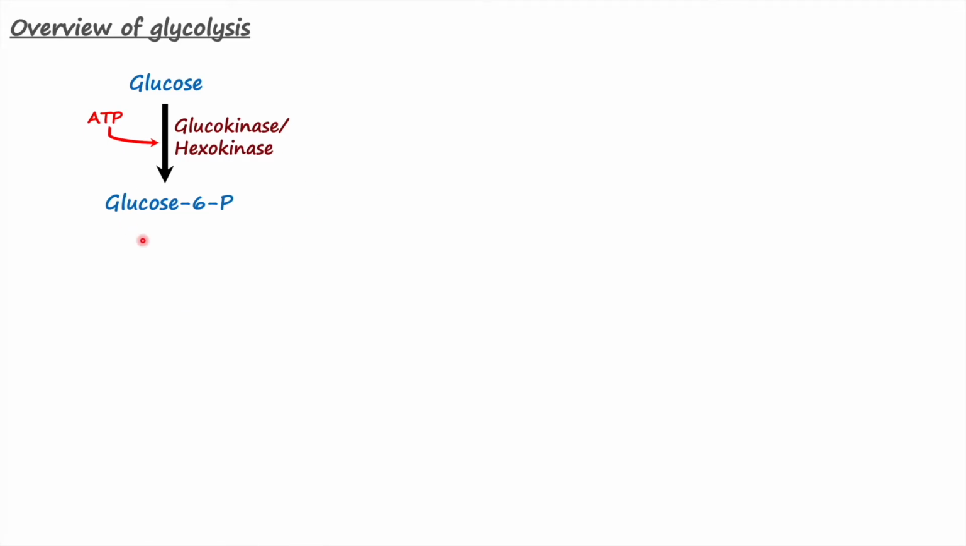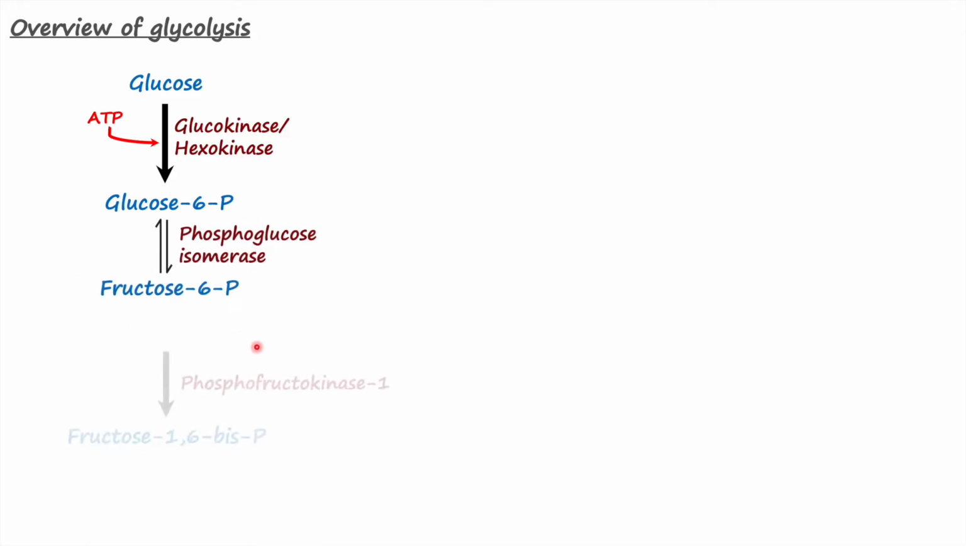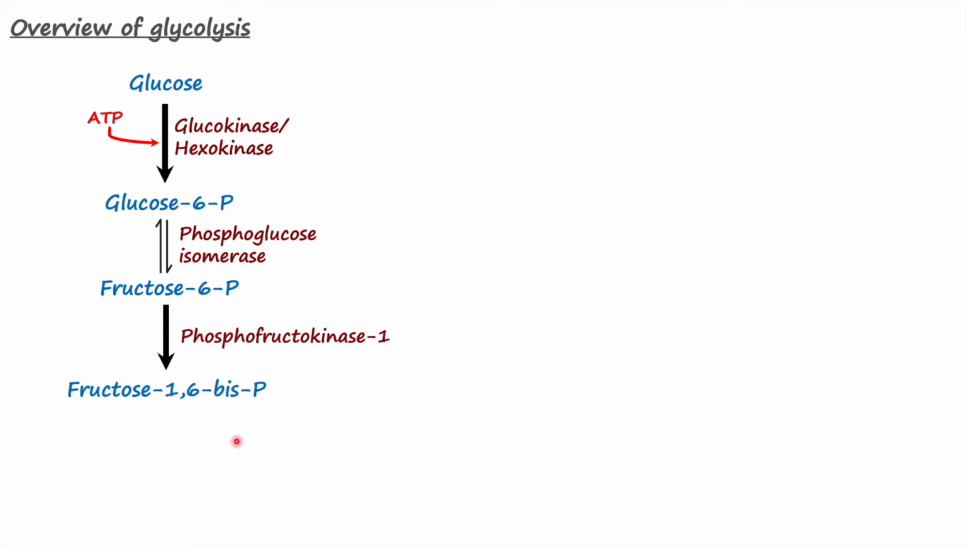Now, glucose 6-phosphate is subsequently isomerized into fructose 6-phosphate, and then fructose 6-phosphate is converted into fructose 1,6-bisphosphate, and the reaction is catalyzed by the phosphofructokinase 1 enzyme. And this is the second irreversible step of the glycolysis pathway, which also requires ATP to convert fructose 6-phosphate into fructose 1,6-bisphosphate. So this is the first phase of glycolysis, which is also called the energy investment phase.